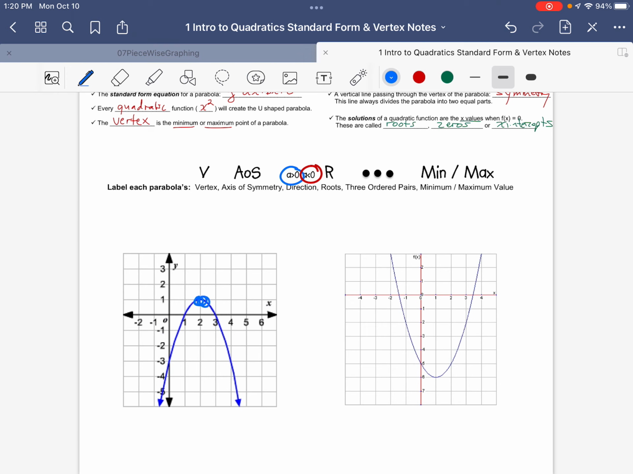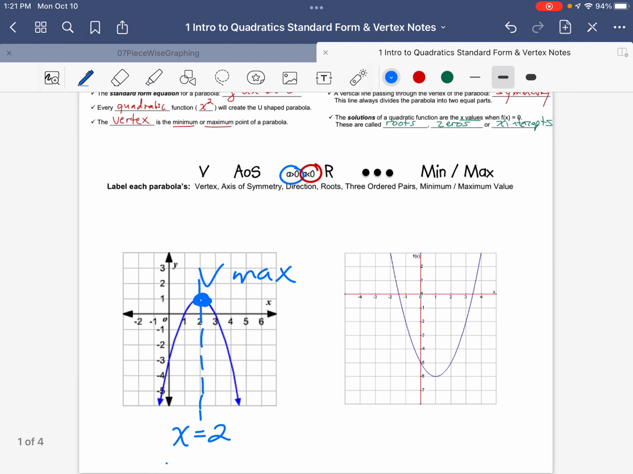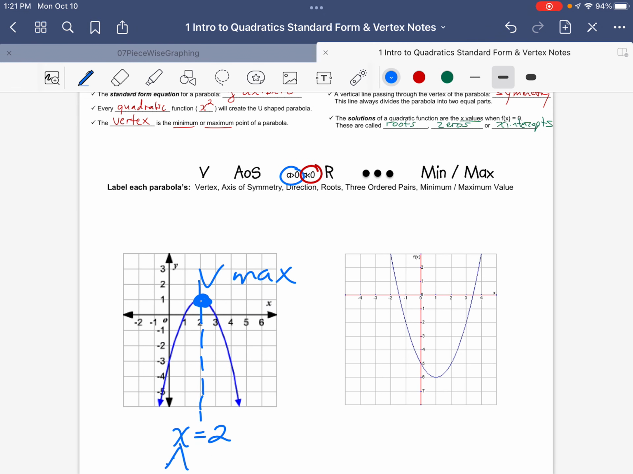So how'd you do? The vertex might be one of the most important points. It's where we're going to start here. It, of course, for this graph is a maximum. You might even be ready to label or to notice the axis of symmetry. We can put that on here at x equals 2, we can label it axis of symmetry also. There we go. What else do we need to decide here? This parabola opens down, so the a value is going to be less than 0.